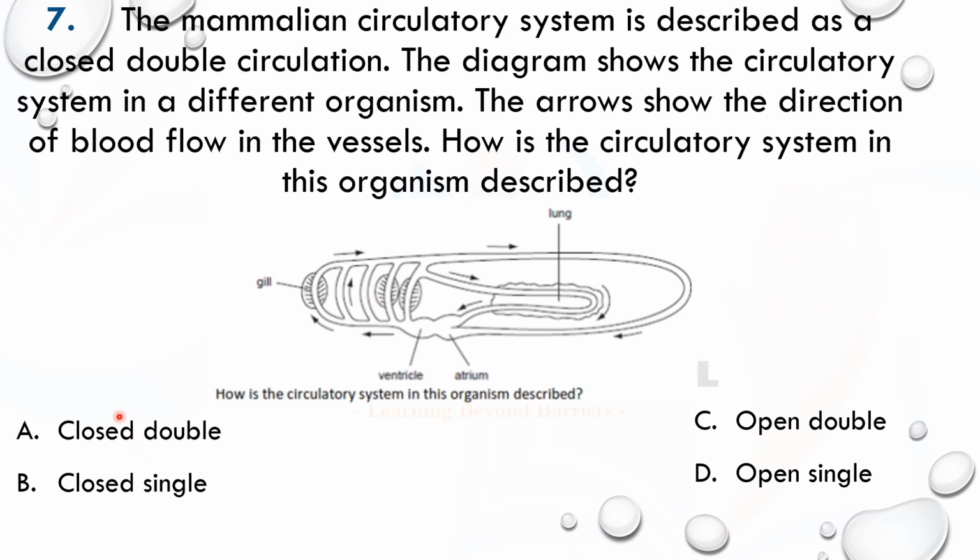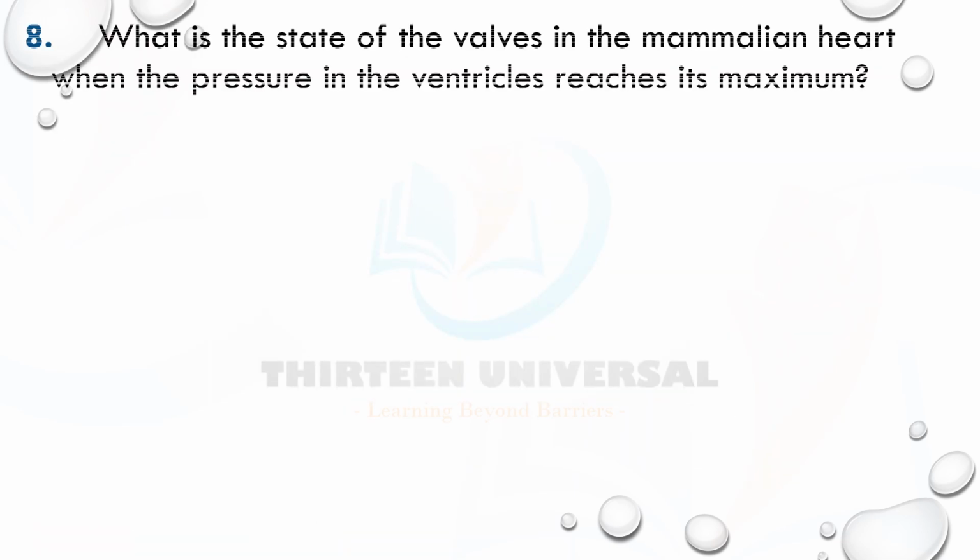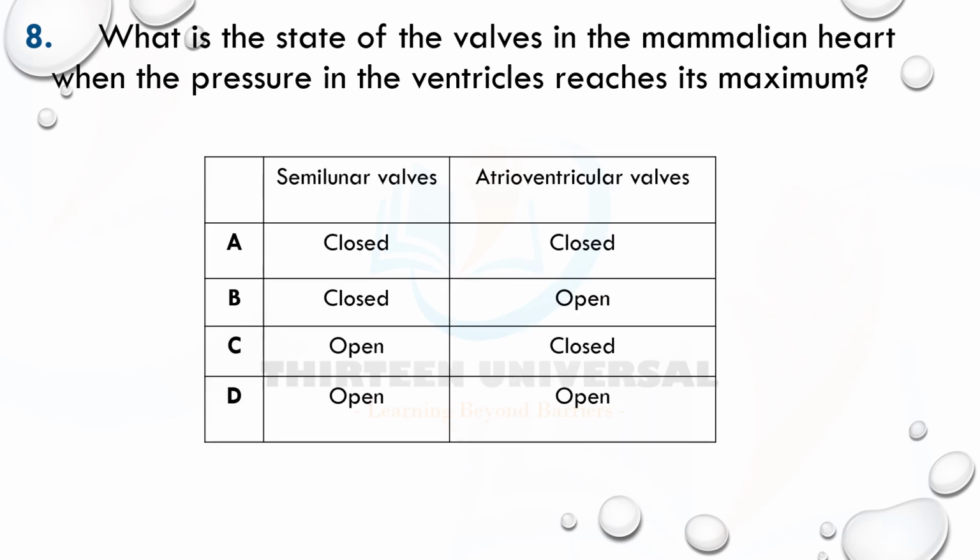So let's check an option that is closed. Yeah, A or B. So we eliminate C and D. Now closed double means that it goes through the heart twice, but here it goes through the heart once in one circulation. So it can't be double. It must be single, because it passes through the heart once. All right, closed single. What is the state of the valves in the mammalian heart when the pressure in the ventricle reaches its maximum?